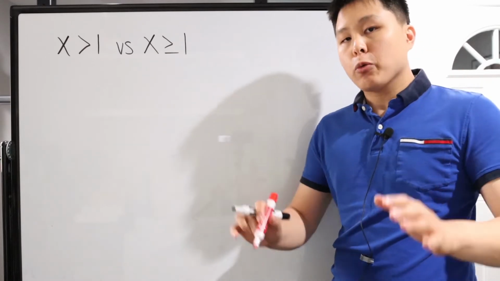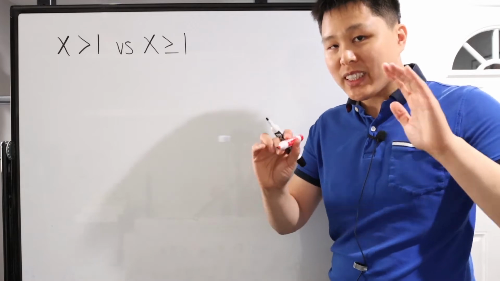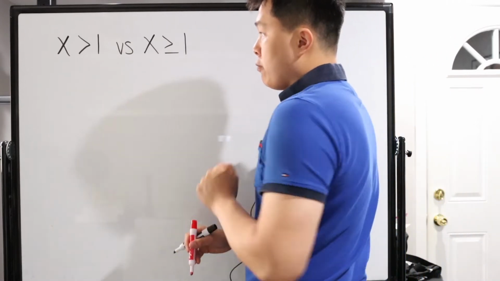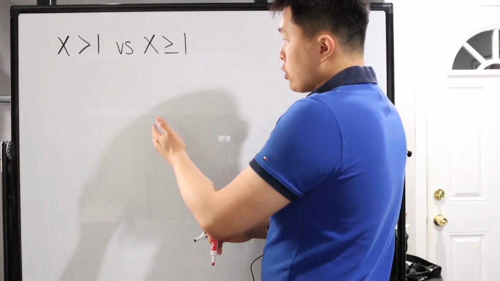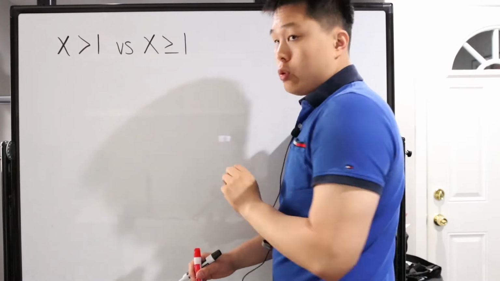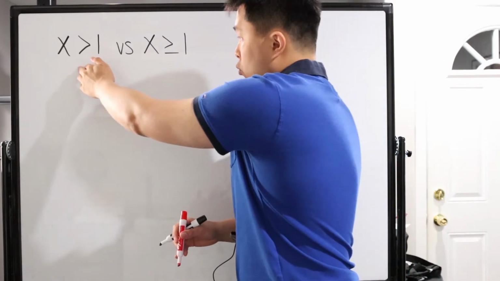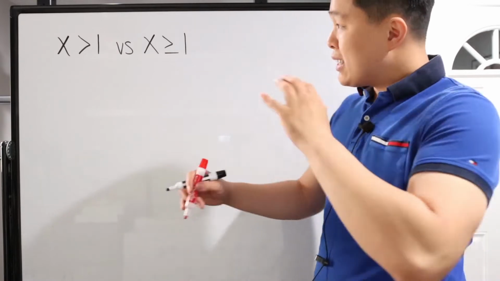For today's topic, we're going to go over how to graph basic inequalities. Here are examples of basic inequalities. One, we have x is greater than 1 versus x is greater than or equal to 1. Now, we know that x is greater than 1 and x is greater than or equal to 1 are slightly different.